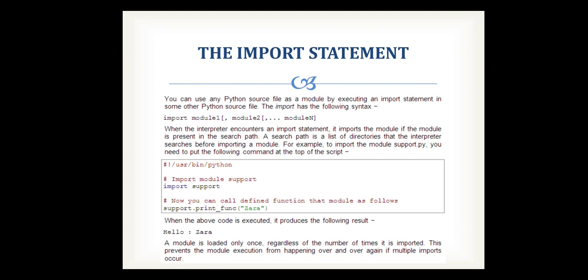For example, to import the module support.py, you need to put the following command at the top of the script. So import support, then use support dot print function, and you are passing the string, so it directly prints hello Zara. Next, a module is loaded only once, regardless of the number of times it is imported. This prevents the module execution from happening over and over again if multiple imports occur.